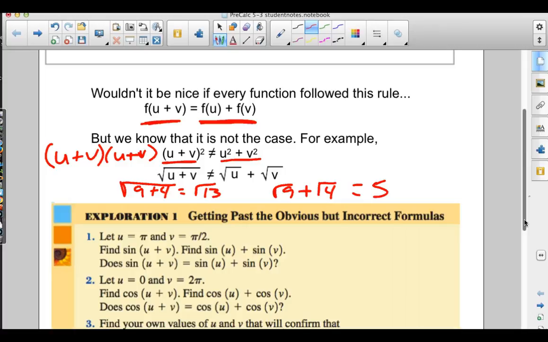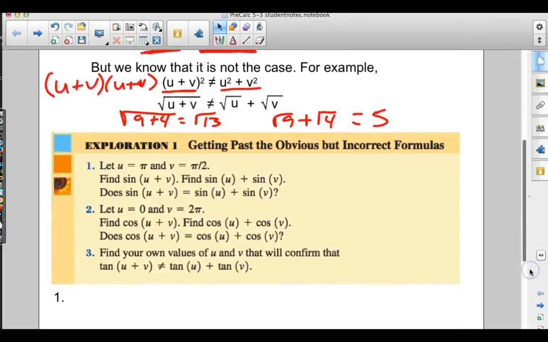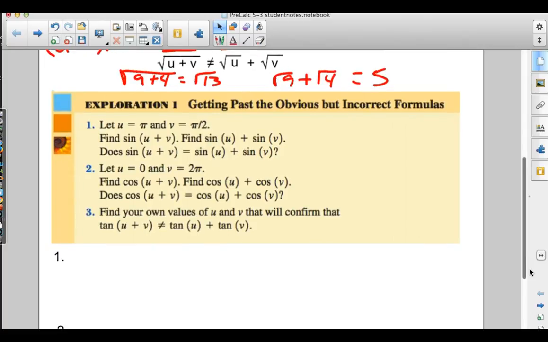And we know those don't work, so we know in advance that there are cases where trying to break things apart like this is not a good plan. It isn't going to work. So down below, we see an exploration where it says, let's get past the obvious but incorrect formulas. And number 1 says, let u equal pi and let v equal pi over 2.